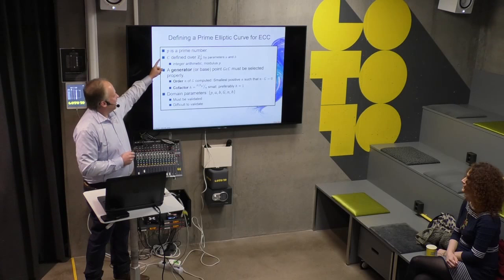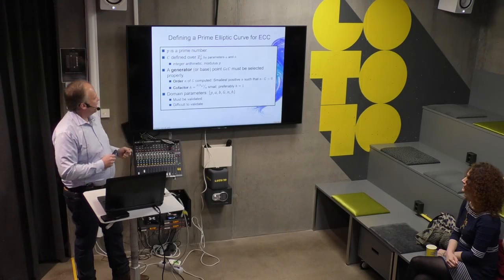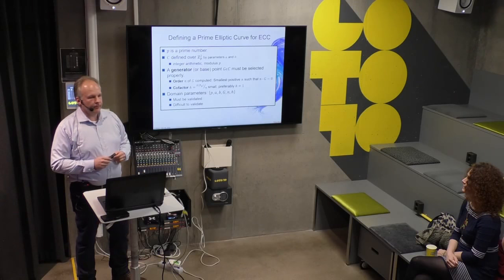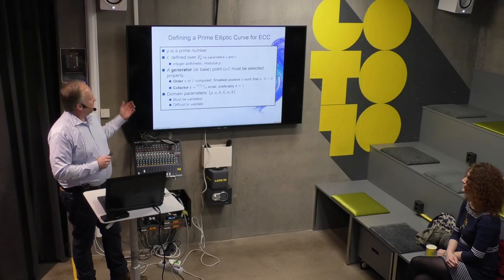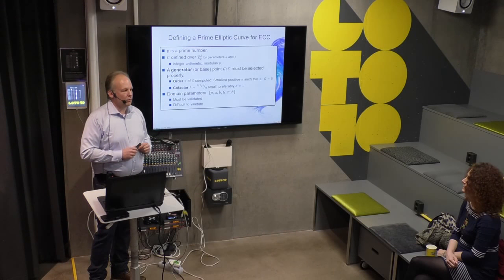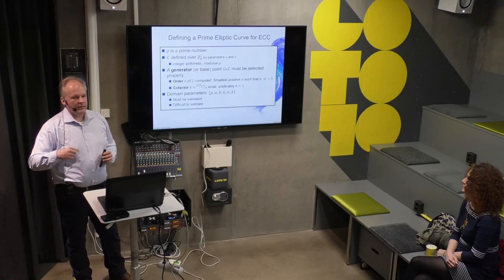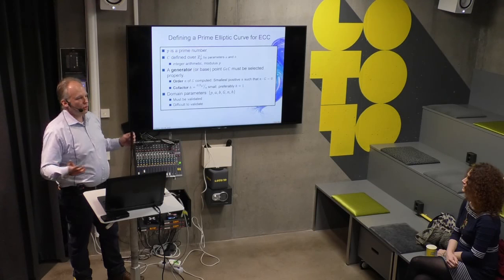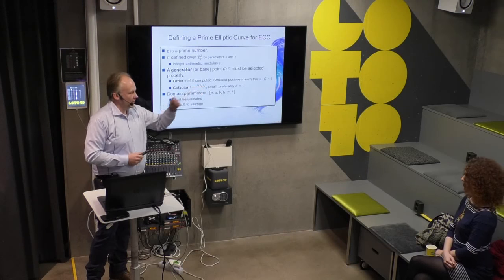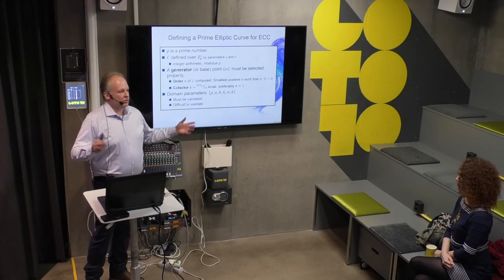But basically, this is what's done. You choose a prime number, you choose A and B, obviously. You choose any point, a generator point. And then you compute the order of this point. And what does that mean? How many times can you add this point to itself until you get to 0? Mathematicians know that you will get to 0. The question is, how many times do you have to add this? That's called the order.